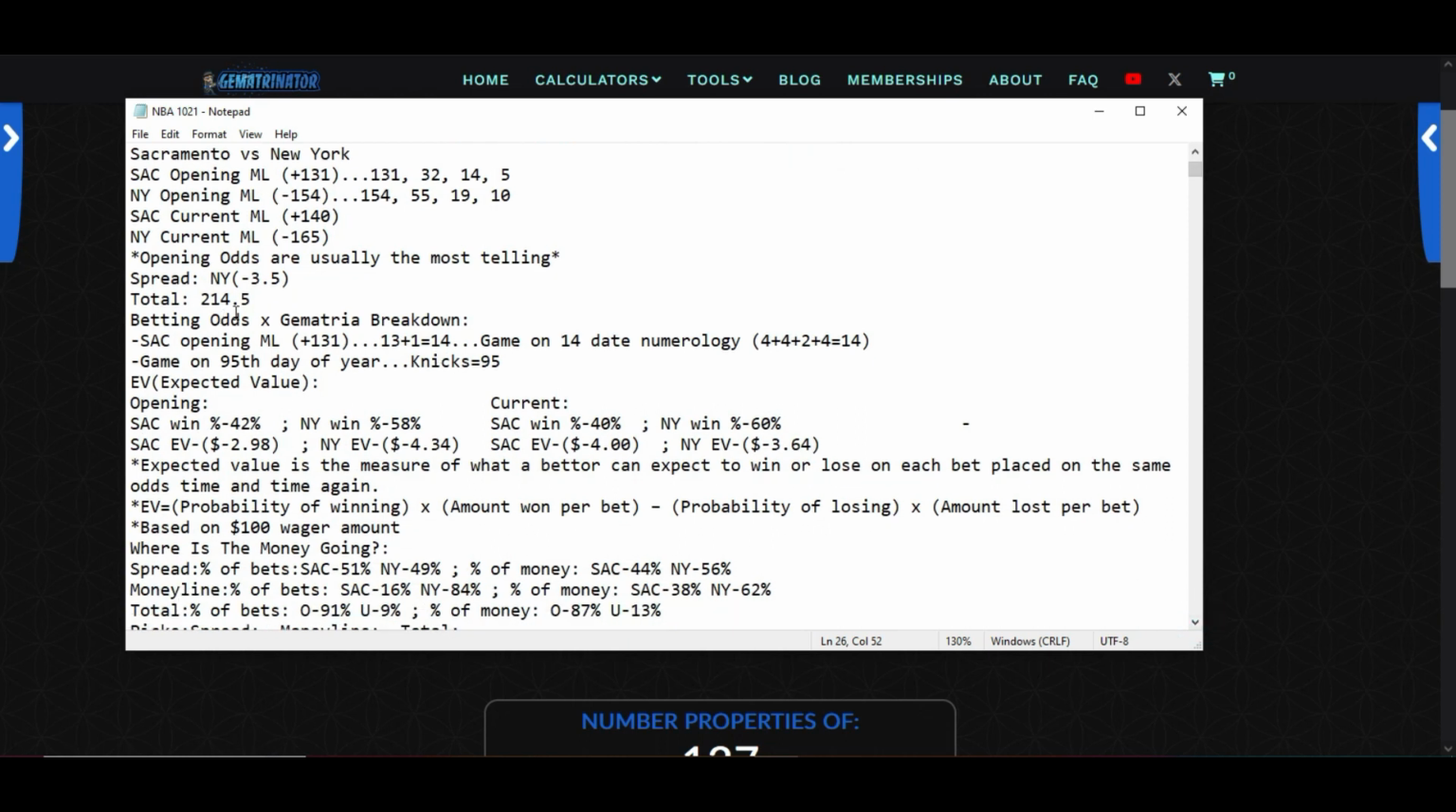And yeah, here we go. Total is at 214.5. New York Knicks favored by 3.5 points currently. All right, Sacramento Kings opening money line plus 131.